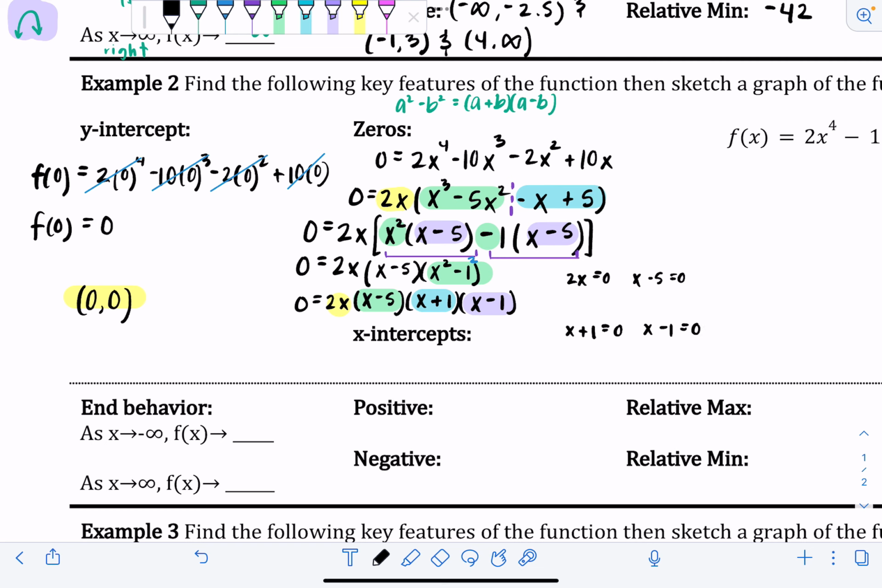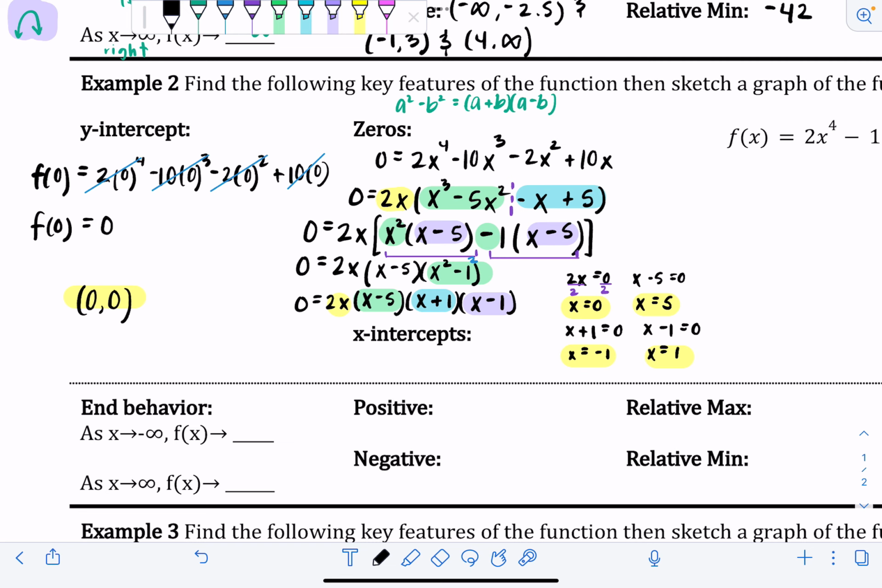Okay, so for 2x equals 0, I would have to divide both sides by 2, and then I would just get x equals 0 as one of my zeros. For x minus 5, I would add the 5 over and get x equals positive 5. For x plus 1, I would subtract the 1 over and get x equals negative 1. For x minus 1, I would add the 1 over and get x equals positive 1. So I have x equals 0, x equals 5, x equals negative 1, x equals positive 1.